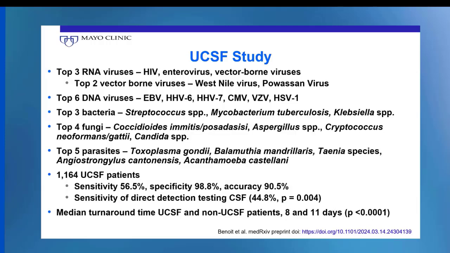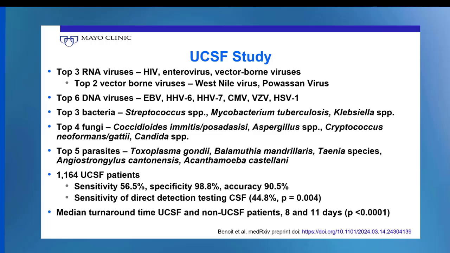So what did they find in that study? Again, I find it interesting to look at what was actually found. And this is very high level. I do refer you to that preprint if you want to see all the detail. The top three RNA viruses found were HIV, enterovirus, and vector-borne viruses. And that's consistent with our experience as well. And the top two vector-borne viruses were West Nile virus and Powassan virus, which is also consistent with our experience.